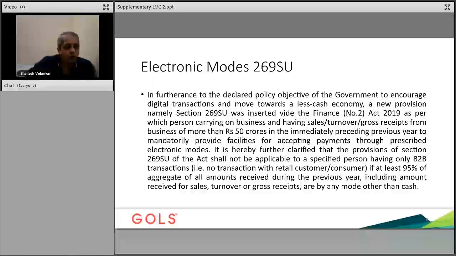That XYZ Limited is having all its transactions with B2B customers, wholesalers, no retail transactions. Company has received 90% payment by non-cash methods, 10% payments have been received in cash. Is 269SU applicable? No, no, no. 269SU is not applicable. See, turnover is 75 crores, so 269SU is applicable. B2B transactions only, no B2C transactions. But one more condition has to be satisfied. I have said that 10% money is received in cash. Only 5% you are eligible to receive in cash. You have received 10% in cash. 269SU is applicable or not?